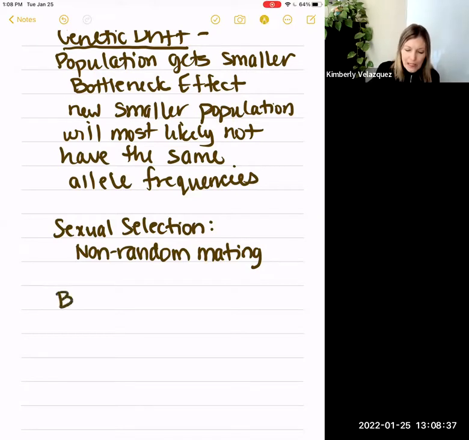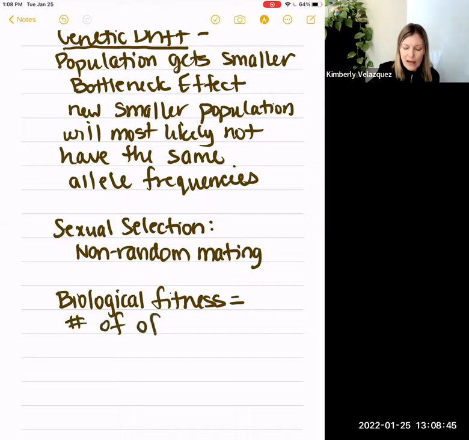In biology, biological fitness isn't whether you're the strongest or the fastest. The number of offspring you have during your lifetime is your biological fitness. And that's really the key to genetic success, if you pass on your adaptive traits to more individuals in the population. So living longer doesn't matter if you don't have as many offspring.